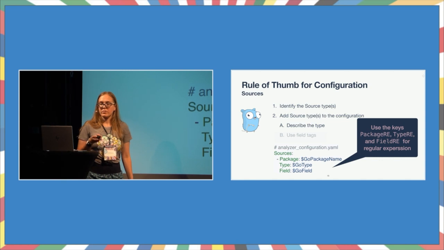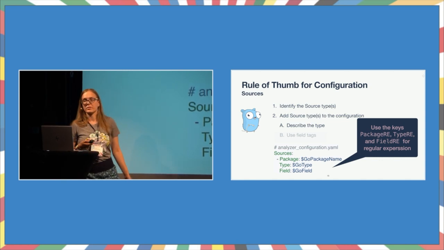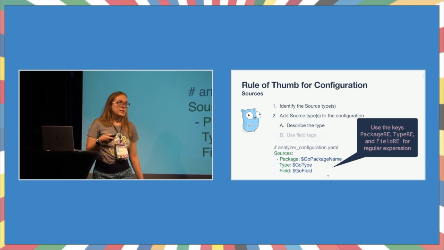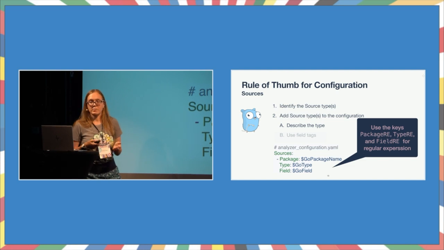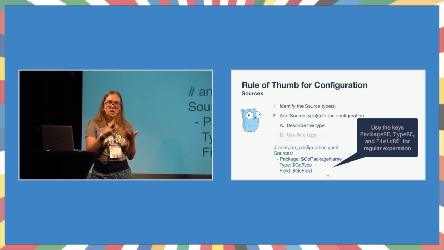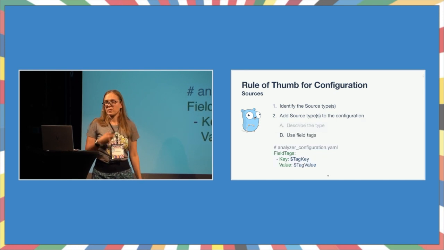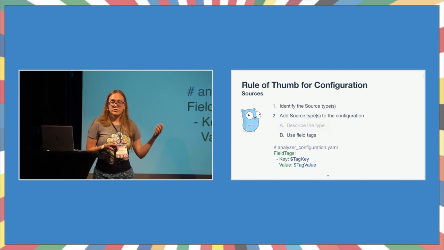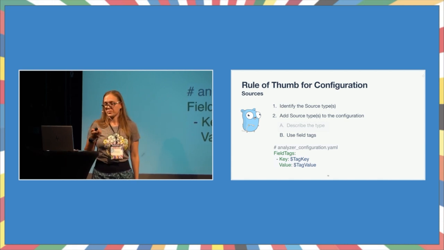For this, you have the keys package, type, and field. If you add RE at the end, you can also use regular expressions, which may be really convenient to avoid a lot of boilerplate code, because it's just repetitions. Because we are looking at fields, you may know in Go you can also use field tags for fields of a struct, and you can configure these as well with the field tags, key, and value.